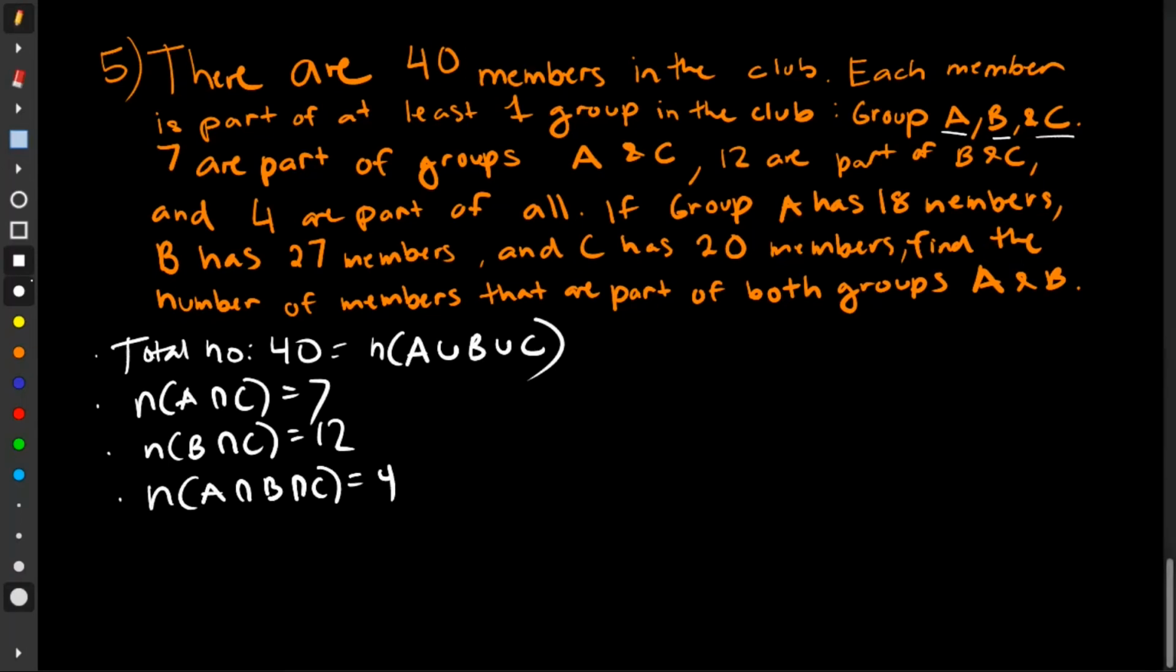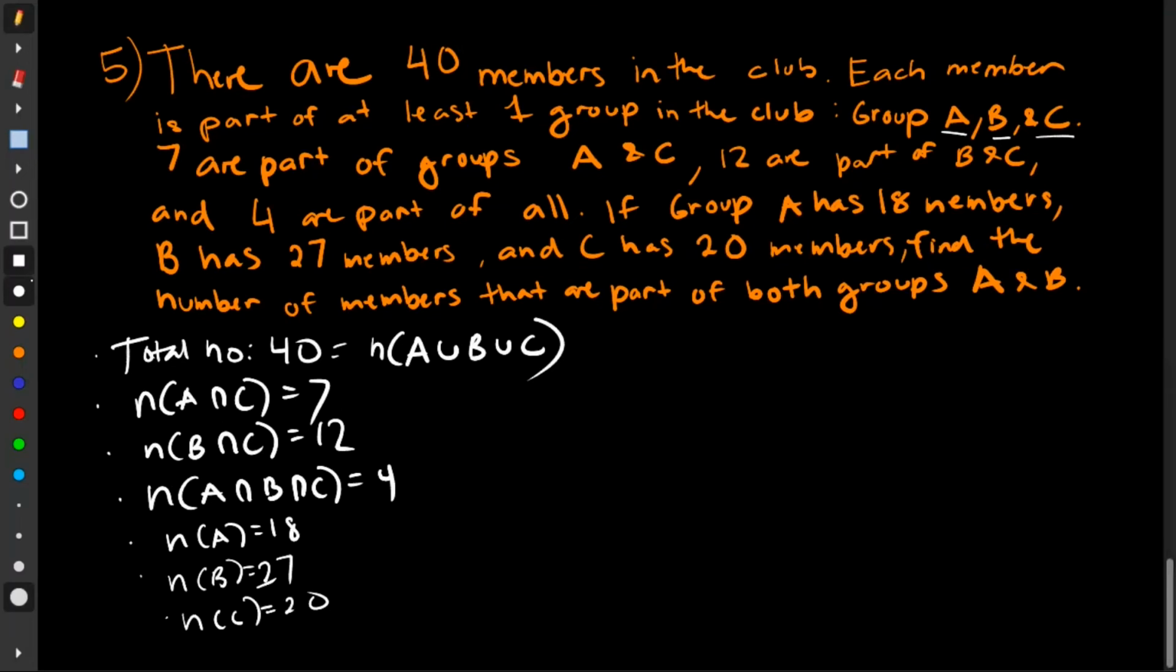Now we also have the per group. So group A has 18 members. We denote it this one, and B has 27 members. So we have this one, and lastly, C has 20 members.